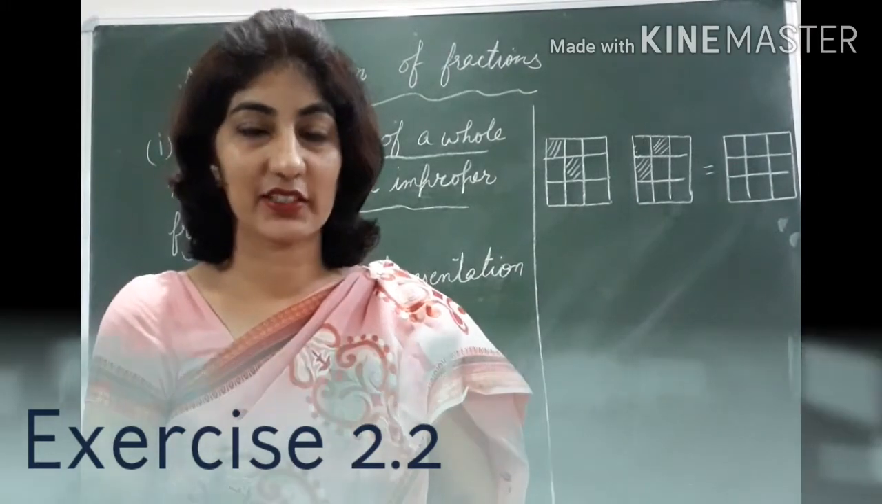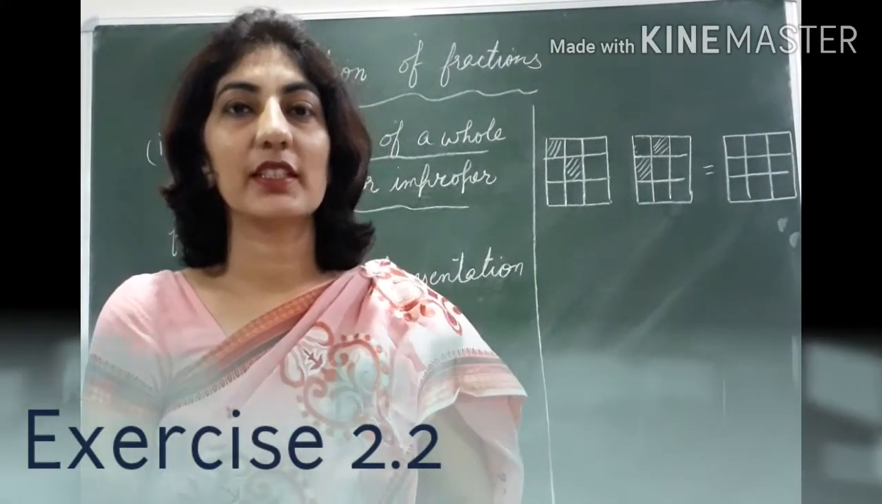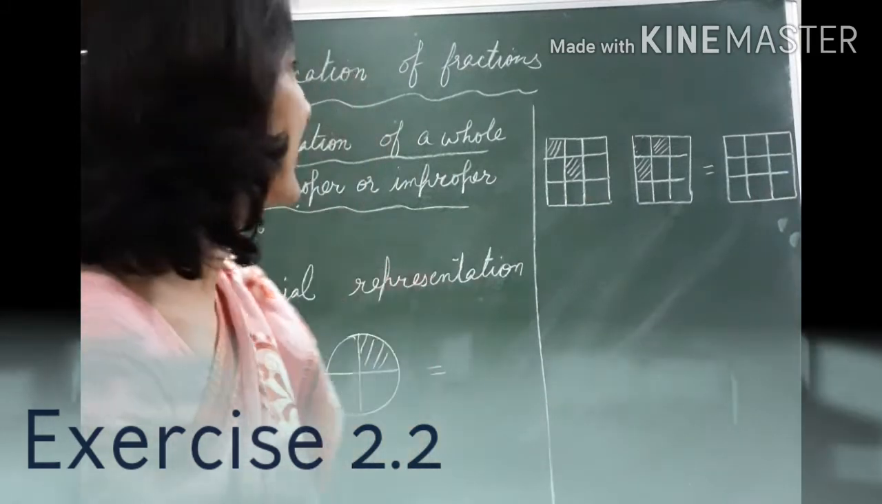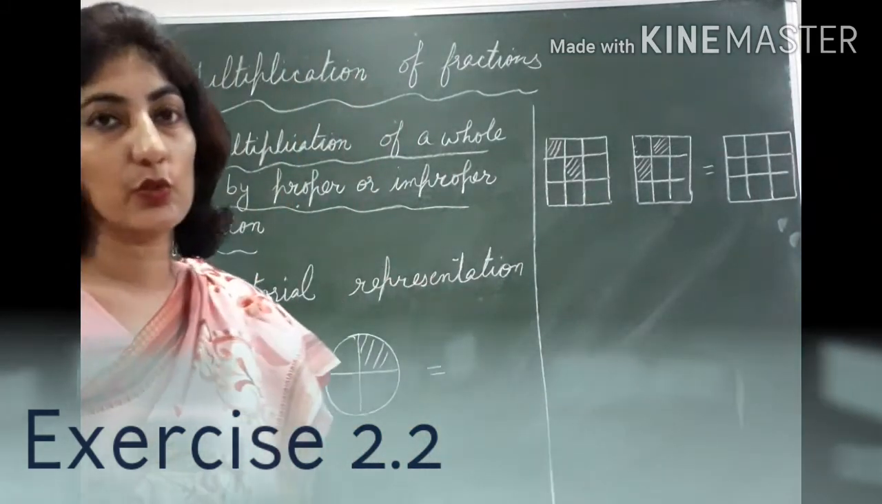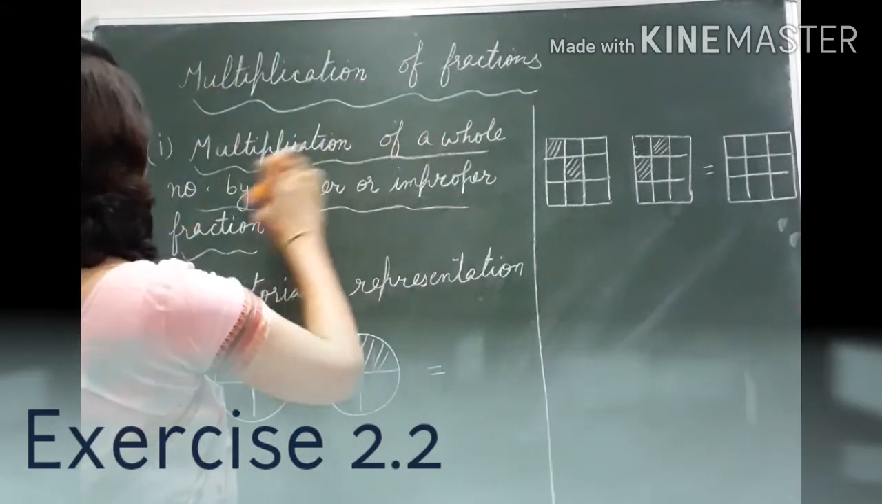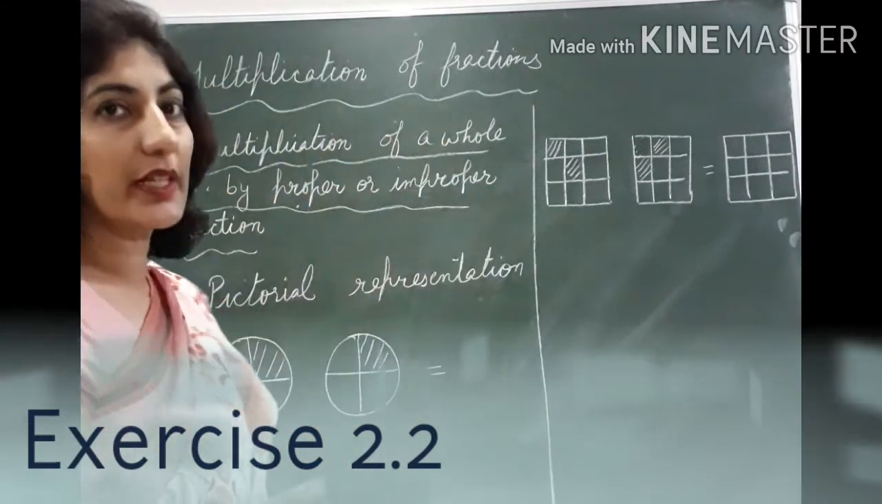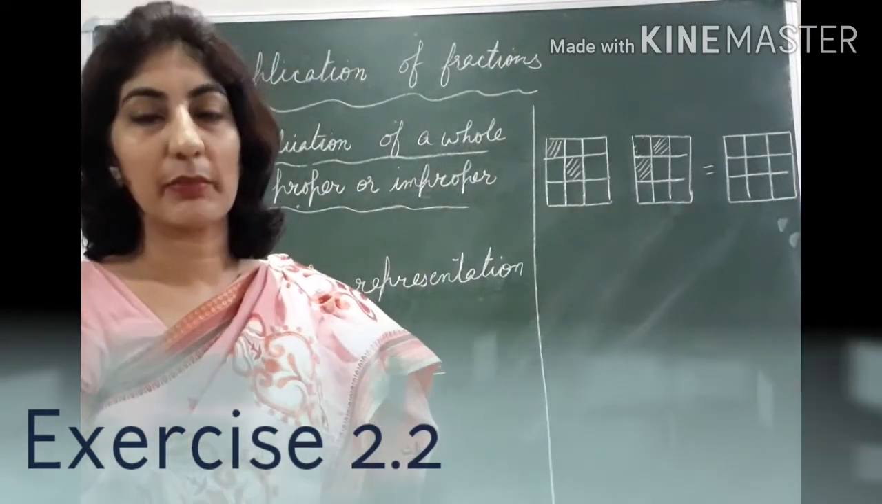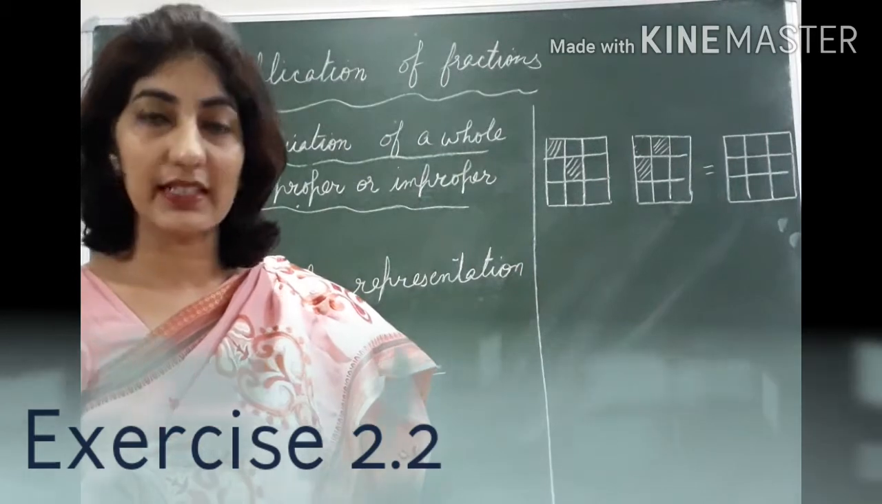After completing exercise 2.1, in which we have done the concept of addition and subtraction of like fractions, unlike fractions, today we are going to study the new topic, that is multiplication of fractions. Let us understand multiplication of fractions through the pictorial representation. Multiplication of a whole number by proper or improper fraction. As you already know, what is multiplication? Multiplication is just repeated addition.